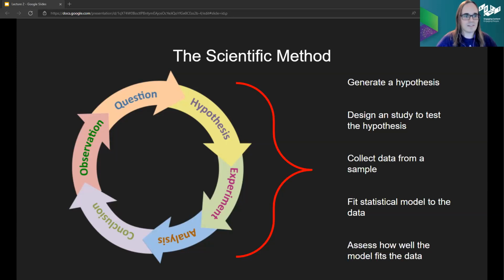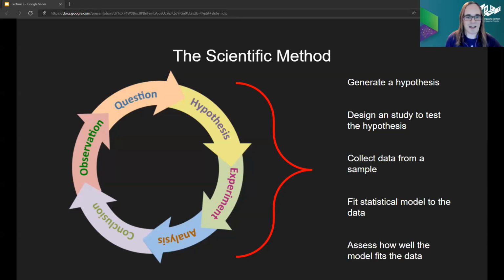Today, and throughout QDA, we're going to focus on the 3 parts of that wheel that are on the right: the hypothesis, the experiment, and the analysis. Different modules you take might focus on other steps of that wheel, but this class focuses on those 3. The first step of those 3 components of the scientific method is generating a hypothesis.